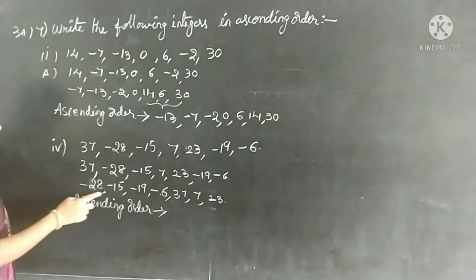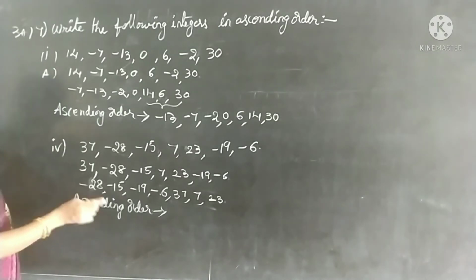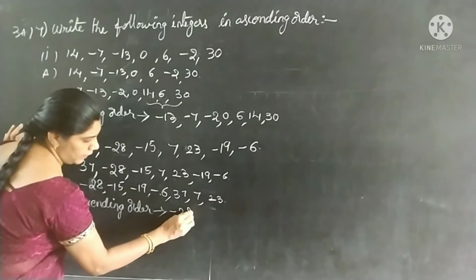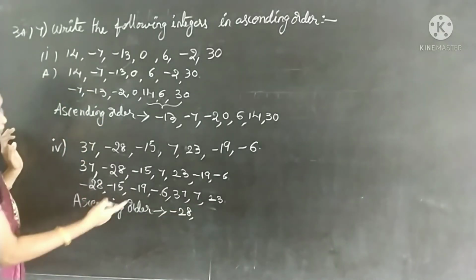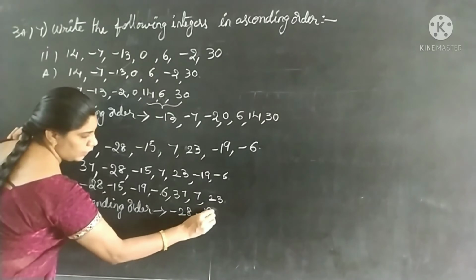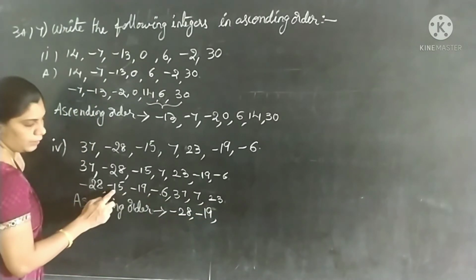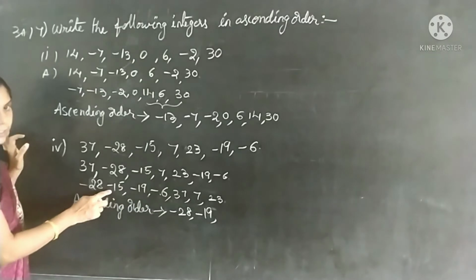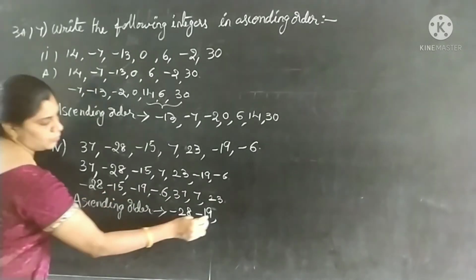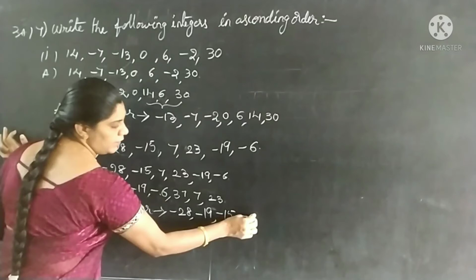Among the negative numbers, the bigger number with the negative sign, write down first. What is the bigger number with the negative sign here? Minus 28. Minus 28, comma. Next, what is the bigger number here with the negative sign? Minus 19. And after this, among minus 15 and minus 6, which is the bigger one here with the negative sign? Minus 15. So this is it, and next the remaining 6 here.